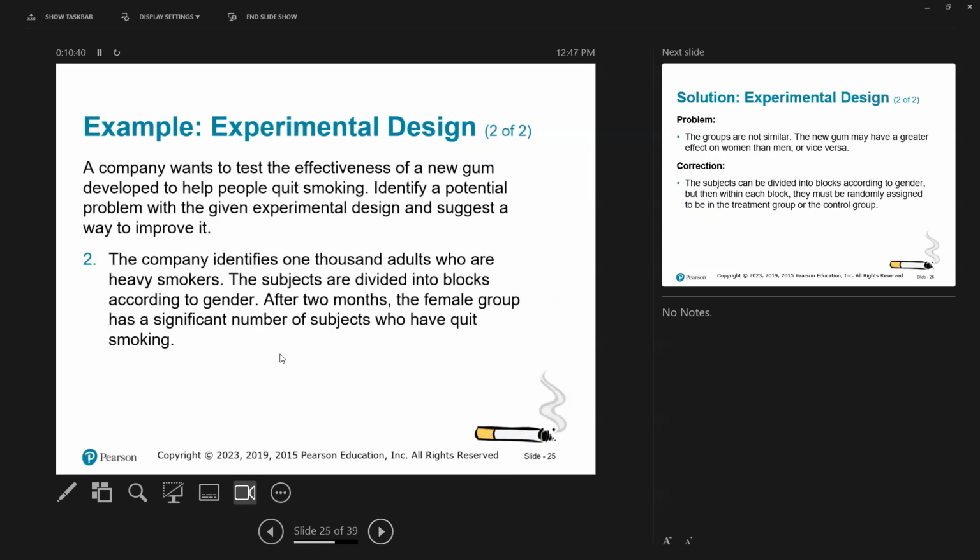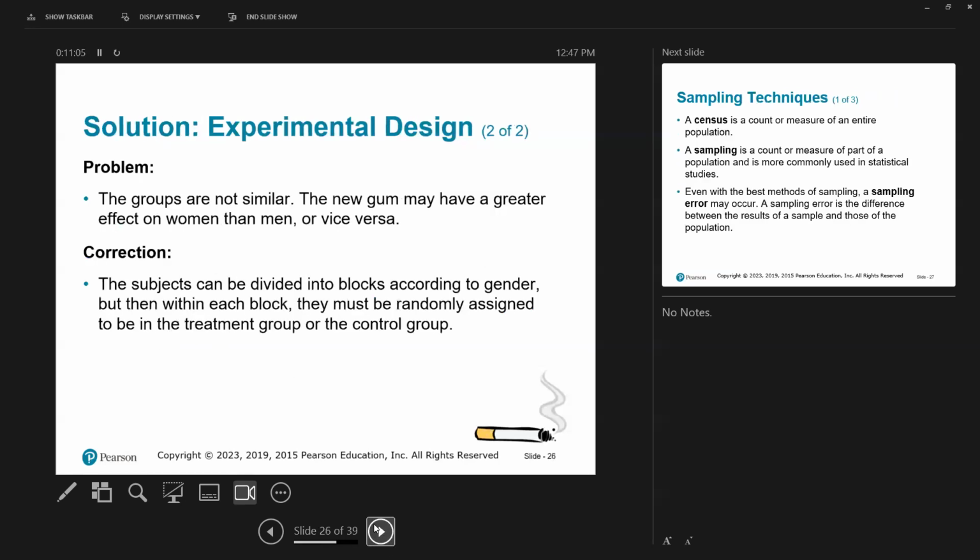Okay, again, another experimental design. The company identifies 1,000 adults who are heavy smokers. The subjects are divided into blocks according to gender. After 2 months, the female group has a significant number of subjects who have quit smoking. So what is the problem now with this experimental design?